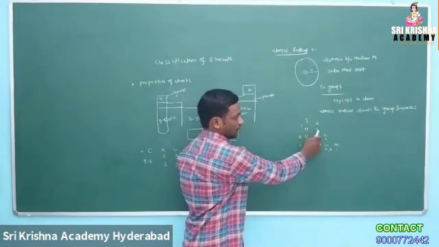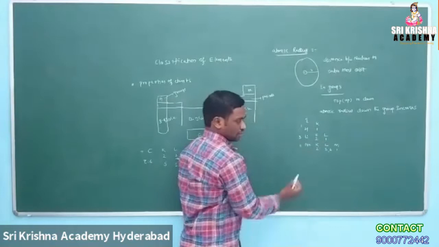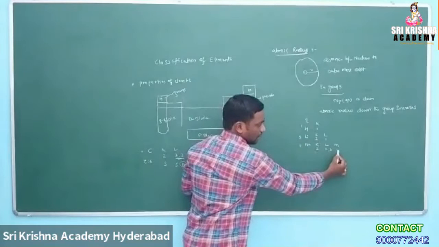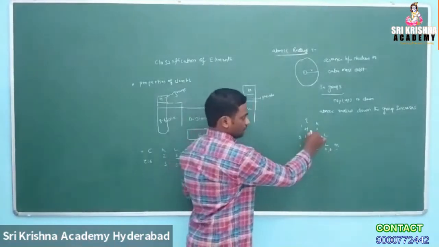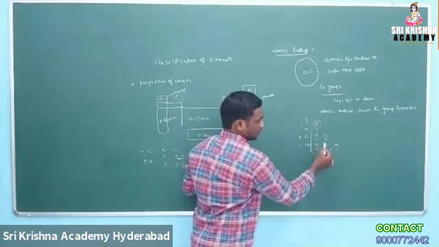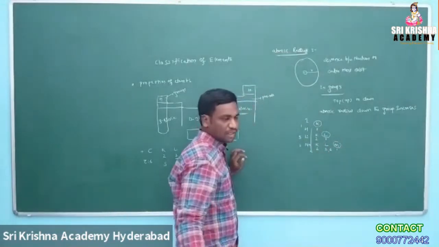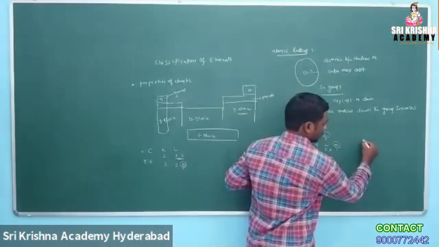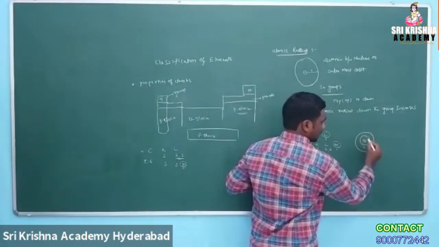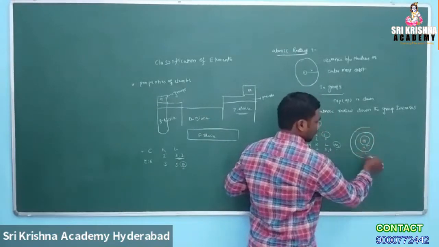So hydrogen has 1 electron in the K shell. Sodium atomic number 11: K shell 2 electrons, L shell 2, 6, that is total 10, and the M shell has 1 electron. Down the group, from hydrogen to lithium, the number of shells is increasing: only K shell, then L shell, then M shell. So atomic radius also increases. Suppose this is the nucleus. This is the K shell, which means n equal to 1. This is the L shell, and next to that is the M shell.